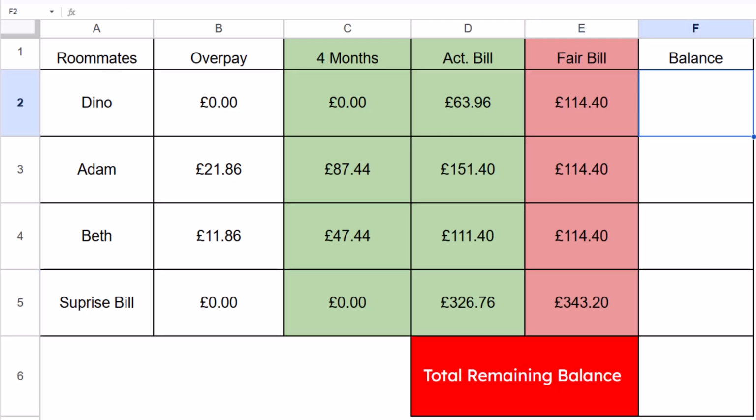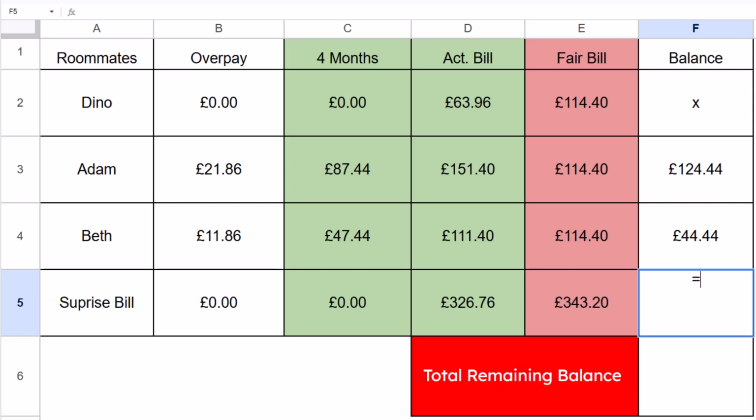Now lastly, we have our balance column. And once again, for our Dino, we'll just put an X there because it doesn't matter. They're the one that owes a balance to their roommates. For Adam, however, we'll sum up the 4 months of overpay, what they paid actually for the bill, and we'll take out what the fair bill payment should have been. Similarly, for Beth, we'll do the exact same thing as well. And for both of those, we come out to $124.44 and $44 with an additional $44.